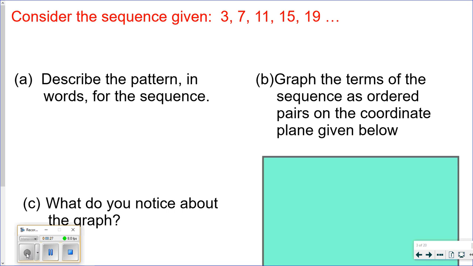So if you look, how did I get from 3 to 7? How did I get from 7 to 11? You should be able to see that I am adding 4.